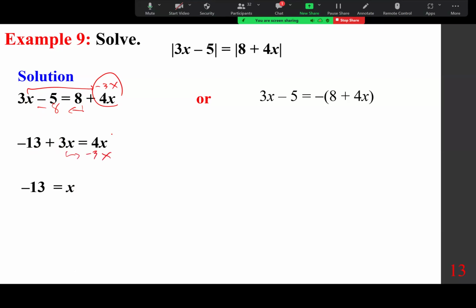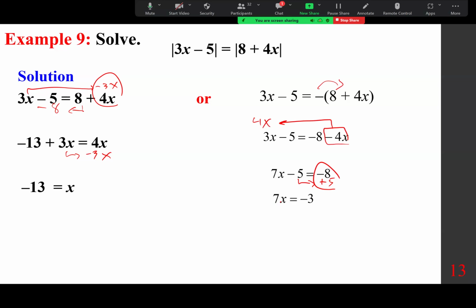Anyways, this is done. Let's look at the second case. To do the second case, we are going to distribute the negative first. We get minus 8 minus 4x. And now if I move this one, I get 7x. If I move this one, I get plus 5 with negative 8 is negative 3.